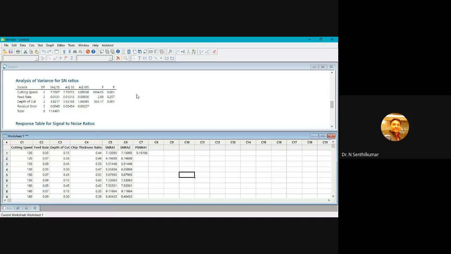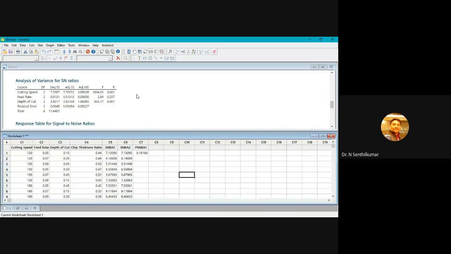Because this is the statistical tool, we have to go with the hypothesis. There are two hypotheses. The null hypothesis is that there is no variance, and the alternative hypothesis is that there is a variance. So because the p-value is less than 0.05, we can tell there is a variance, and we have to reject the null hypothesis. ANOVA is a big chapter, sir.